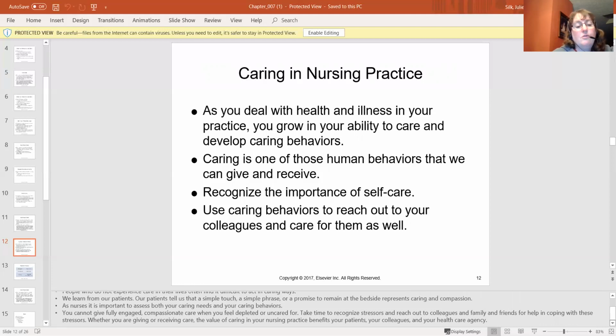You cannot give fully engaged, compassionate care when you feel depleted or uncared for. Take time to recognize stressors and reach out to colleagues and family and friends for help in coping with these stressors. Whether you're giving or receiving care, the value of caring in your nursing practice benefits your patients, your colleagues, and your healthcare agency.